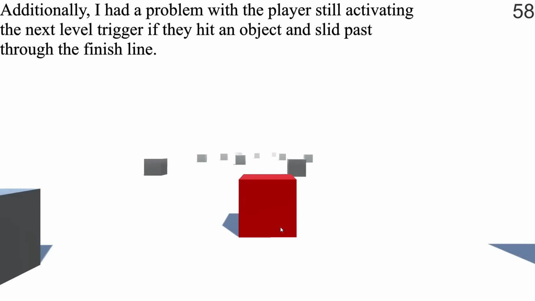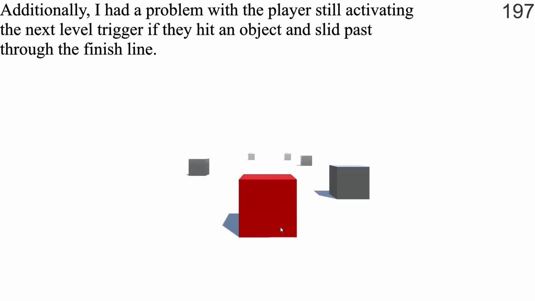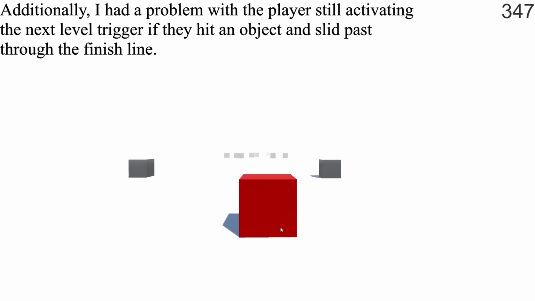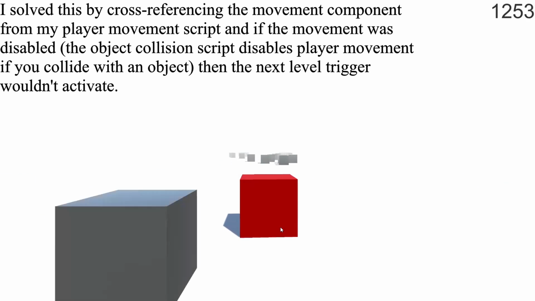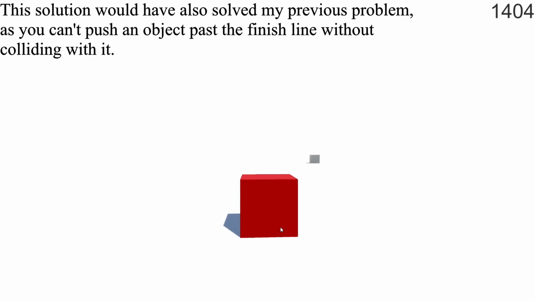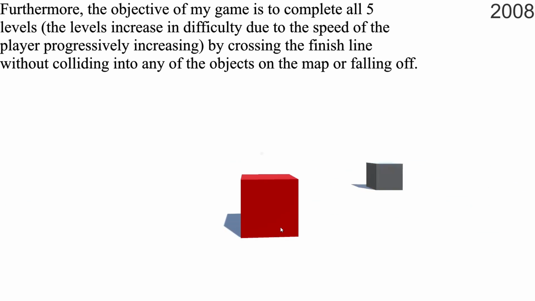Additionally, I had a problem with the player still activating the next level trigger if they hit an object and slid past through the finish line. I solved this by cross-referencing the movement component from my player movement script, and if the movement was disabled, the next level trigger wouldn't activate. The object collision script disables player movement if you collide with an object. This solution would have also solved my previous problem, as you can't push an object past the finish line without colliding with it. Furthermore, the objective of my game is to complete all 5 levels.